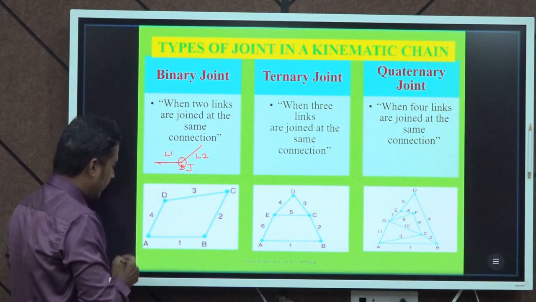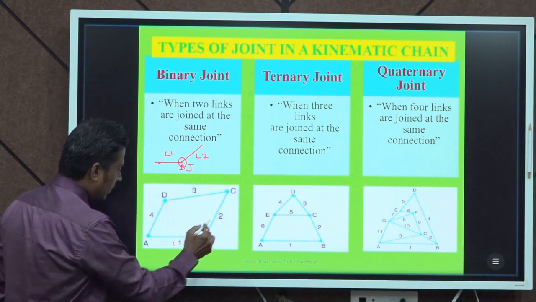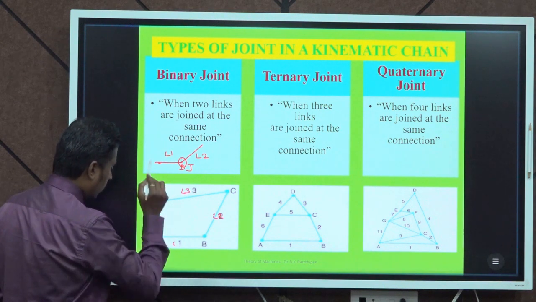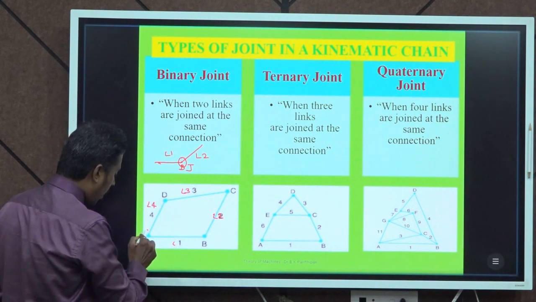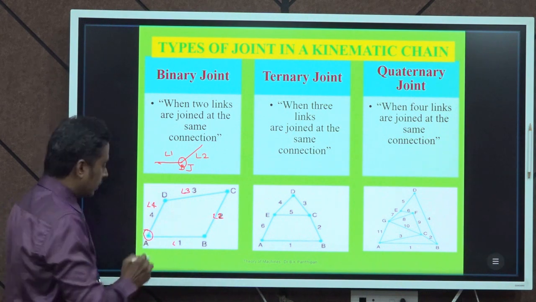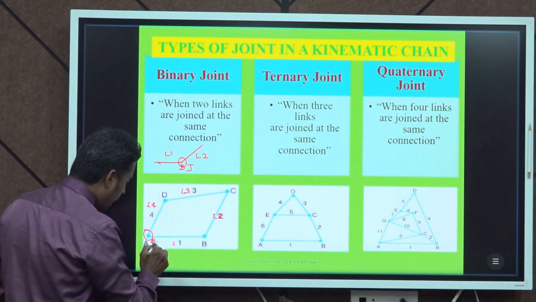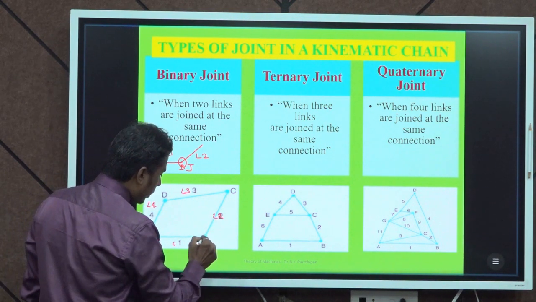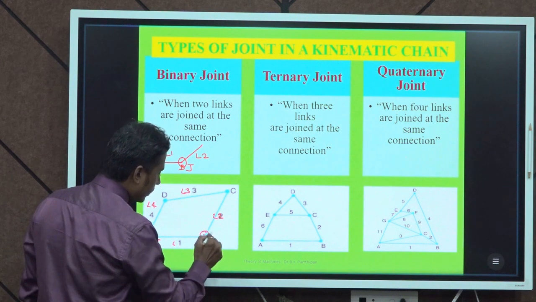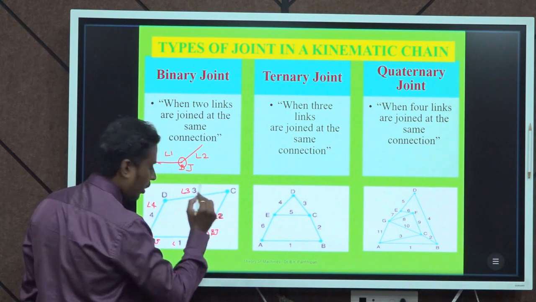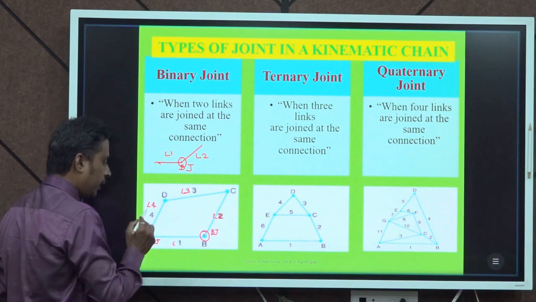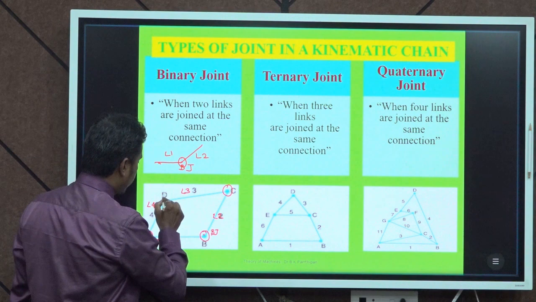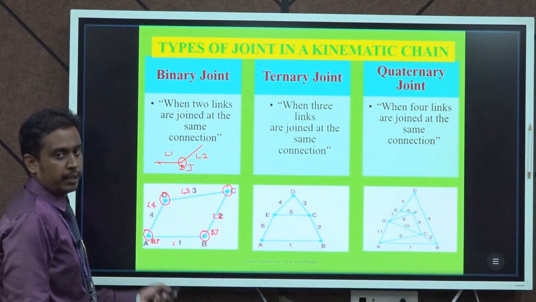So, in this 4 bar mechanism, this is link 1, this is link 2, this is link 3, this is link 4. Link 1 and link 2 are connected at a point A. This point A is known as binary joint. Similarly, link 2 and link 3 are connected at this point. This point is also known as binary joint. Let it be named as binary joint A, binary joint B. Similarly, this connection is also a binary joint.